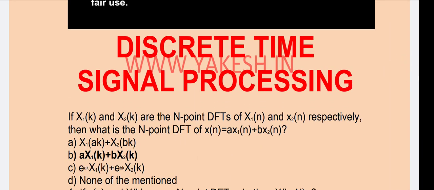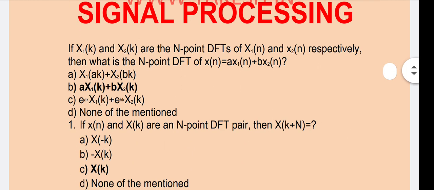Hello everyone, discrete time signal processing MCQ. If X1 of k and X2 of k are the N-point DFTs of x1 of n and x2 of n respectively, what is the N-point DFT of x of n equal to a x1 of n plus b x2 of n? Option B is the correct answer: a X1 of k plus b X2 of k.